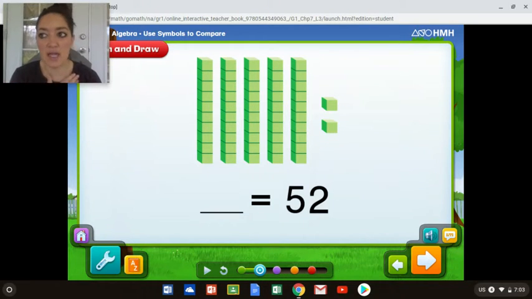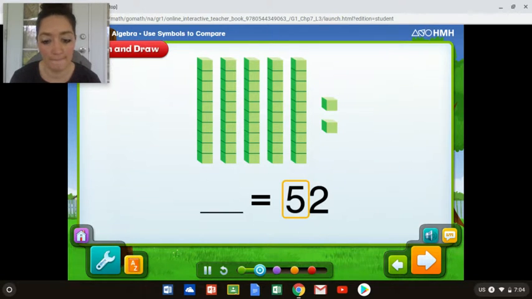So if I had $10 and Mr. Marco had $10, we have equal amount of money. He has 10, I have 10. It is equal. So we need to figure out what would be equal to 52. So they're going to show us how we could use our tens sticks and cubes to show what is equal. So remember, equal means, in this sense, that they are the same. To model 52.